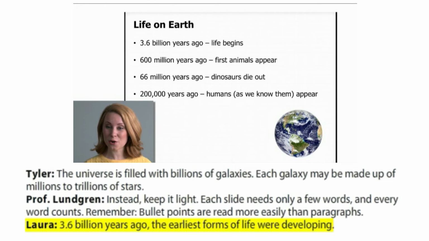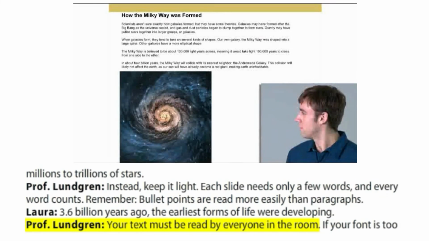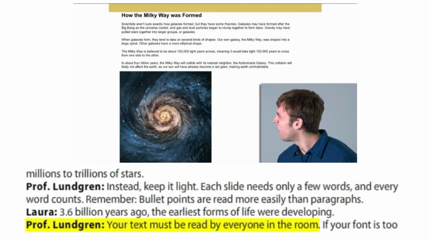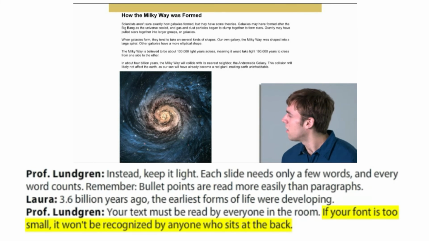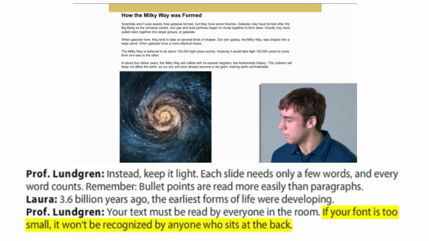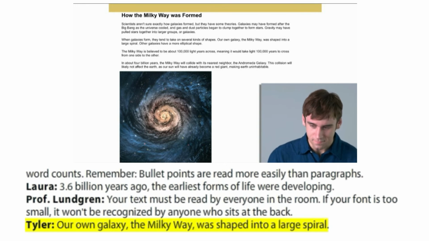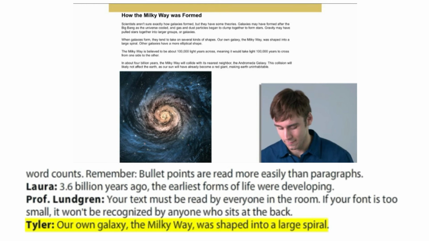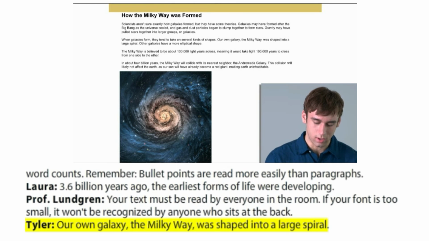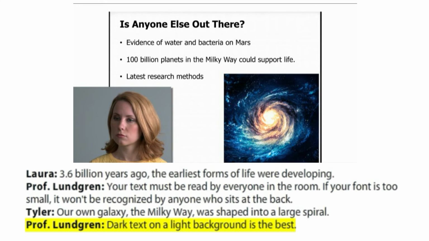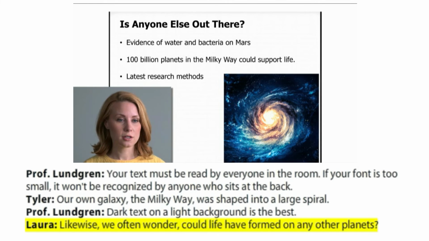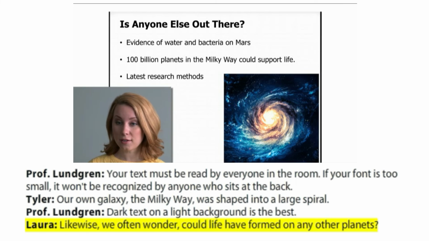3.6 billion years ago, the earliest forms of life were developing. Your text must be read by everyone in the room. If your font is too small, it won't be recognized by anyone who sits at the back. Our own galaxy, the Milky Way, was shaped into a large spiral. Dark text on a light background is the best. Likewise, we often wonder, could life have formed on any other planets?